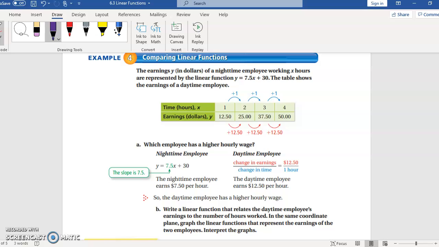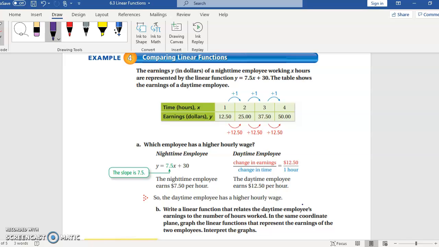So if you look at the daytime employee, get your change in y over your change in x. So it changes $12.50 every hour. So the nighttime employee makes $12.50 per hour. Or I'm sorry, the daytime employee makes $12.50 per hour. The nighttime employee, they give us the function up above, which is 7.5. So they make $7.50 per hour. So the daytime employee has the higher hourly wage.